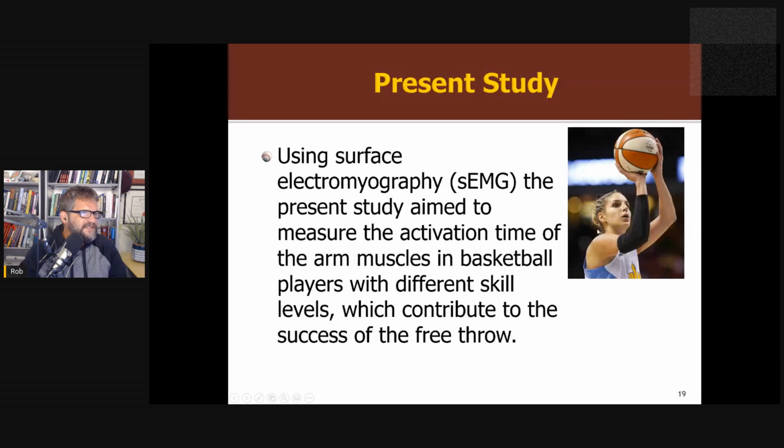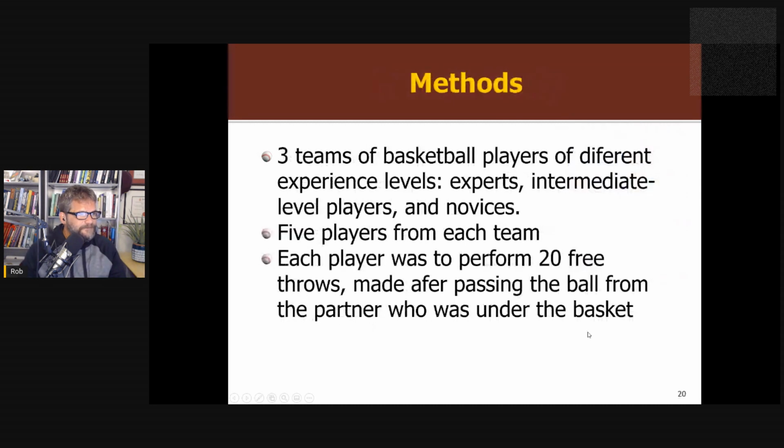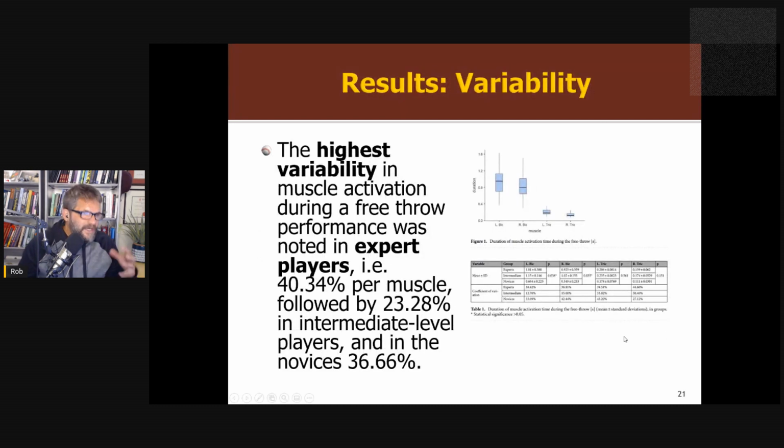So what did they find in the study? They used surface EMG, which measures the electrical activity from your muscles, and they wanted to see how it related to the success of the free throw. They took 3 different teams of basketball players and picked 5 players from each team. The teams were playing at different levels, so they're different skill levels. And they asked them to do 20 free throws. What did they find?